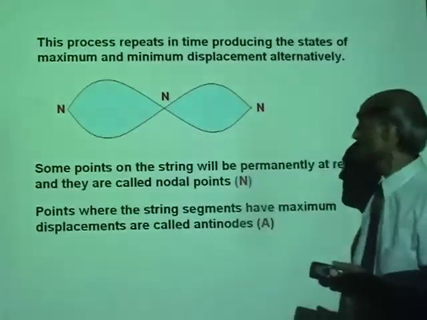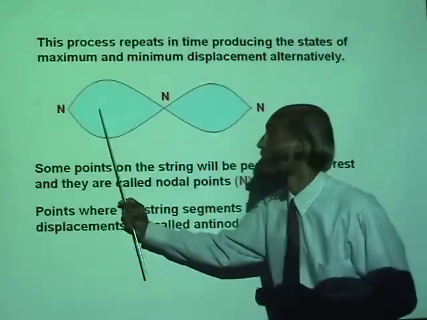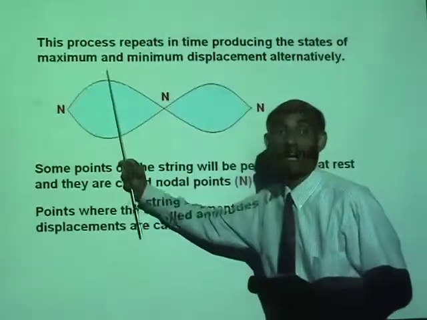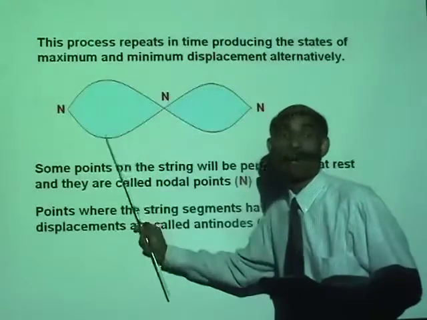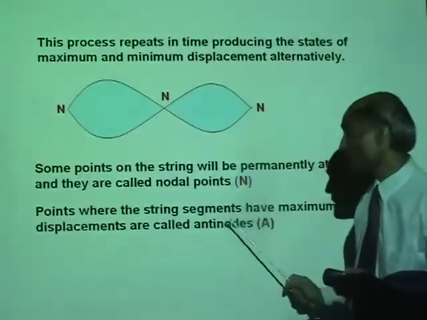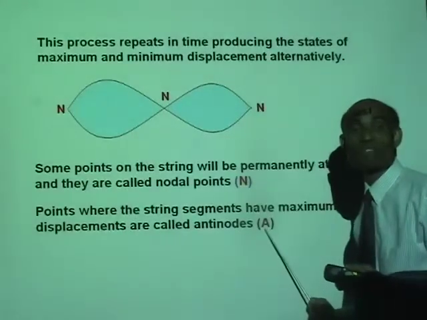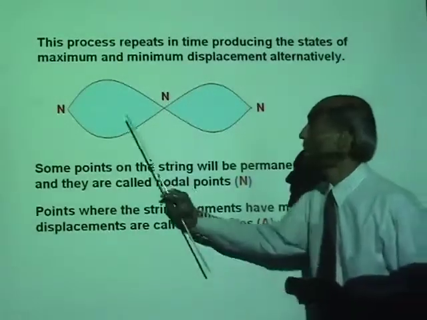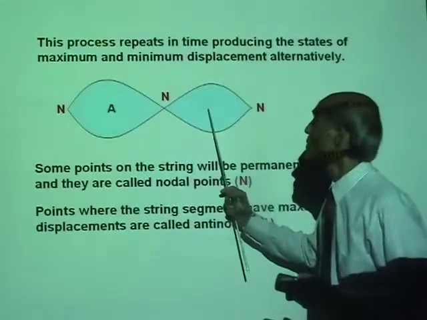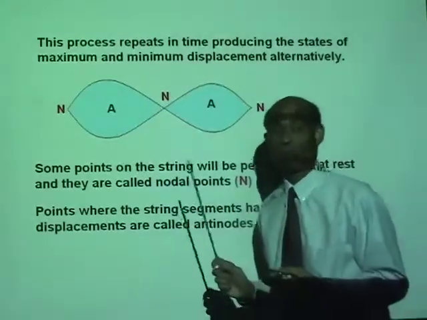Points where the string segments have maximum displacements. If you notice, this is a point where the string segments will have maximum displacements. Now such points are called antinodes. We will represent that by the uppercase A. This is an antinode, this is an antinode.